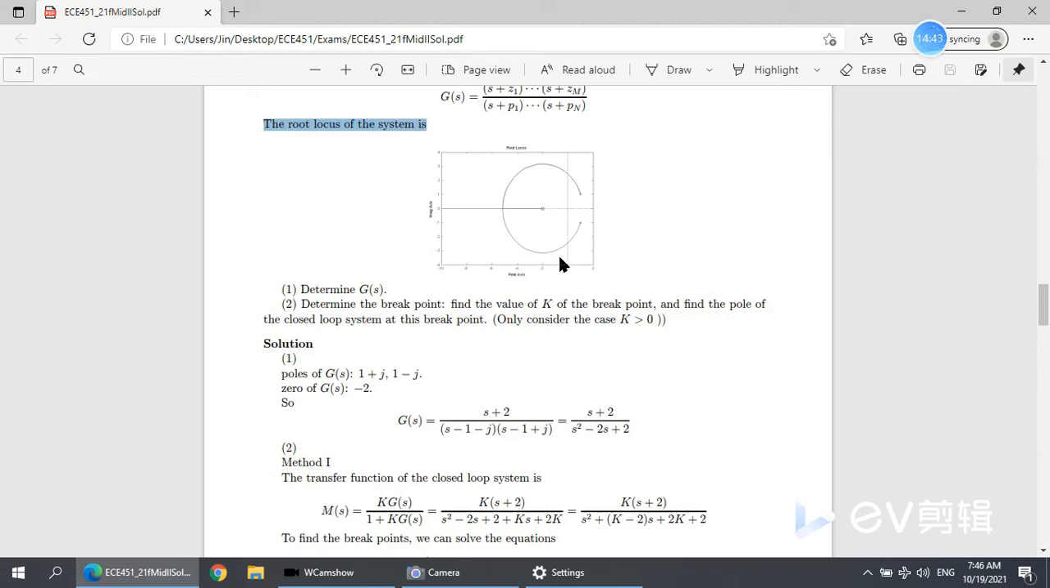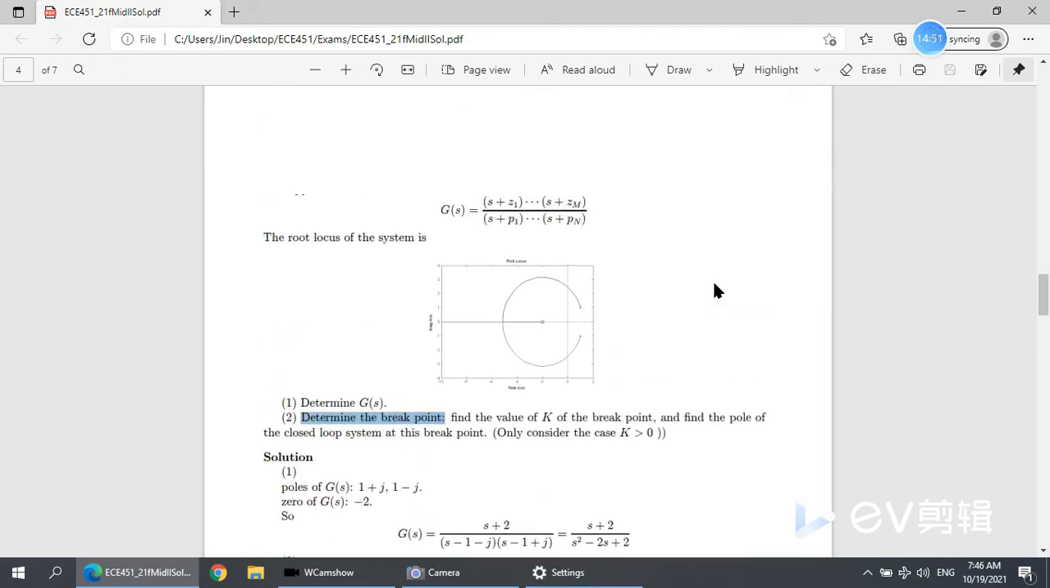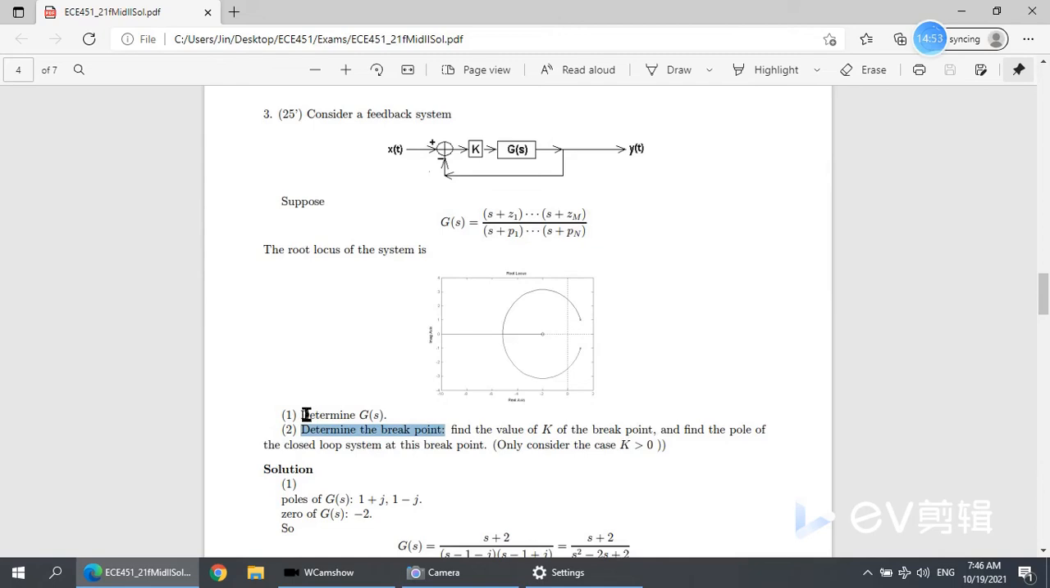And what are the questions? First one, determine g of s. Second one is determine breakpoint. We have breakpoint. So you can have a look. Determine g of s. We already have a g of s, but this g of s is uncertain. We do not know what are the zeros and what are the poles, and how many zeros, how many poles. Right? We need to determine this thing. And this information you can just check the graph. You can see it. Right?